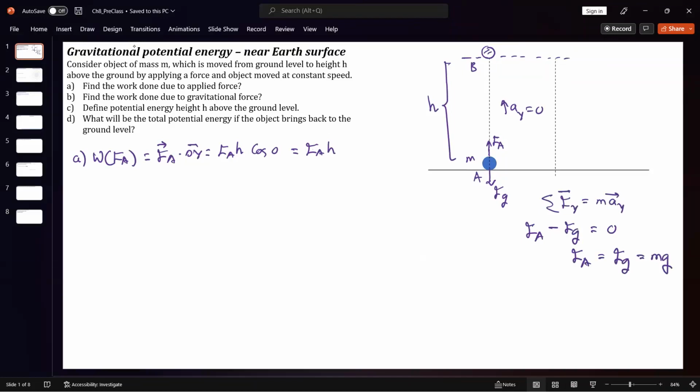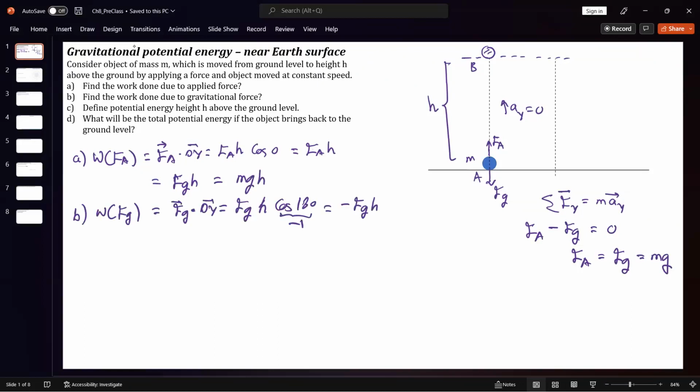The force of gravity we know is mg, right? So the work done due to the applied force is just the force of gravity times h, which is positive mgh. Let's calculate the work done due to the force of gravity. Then the force of gravity vector dot product with the delta y vector. The magnitude of the force of gravity, the magnitude of delta y is h, and the angle between them is 180. So the cosine of 180 is negative 1. It's going to be negative Fg h.